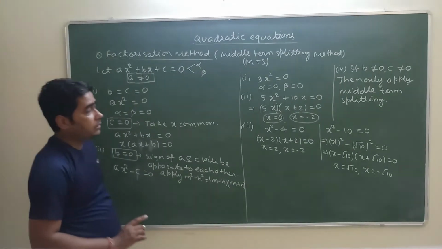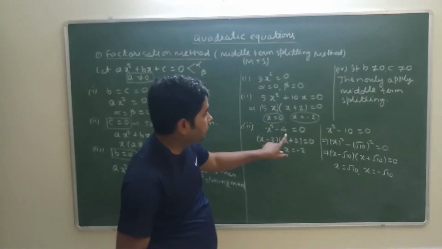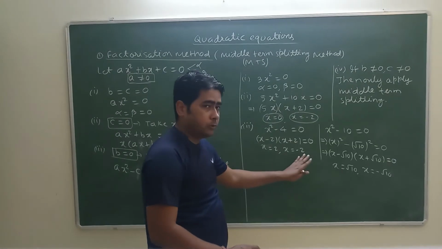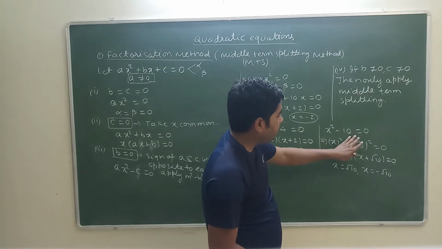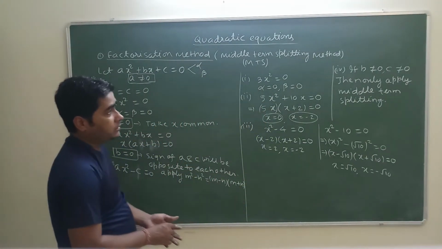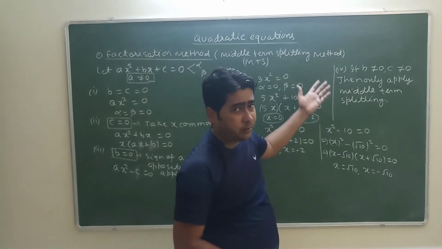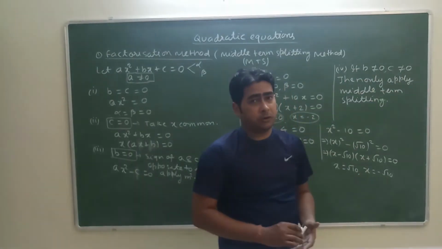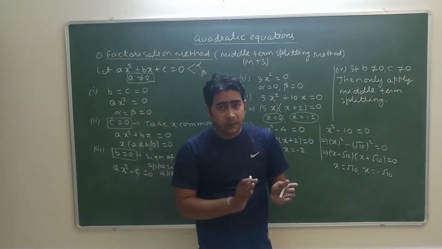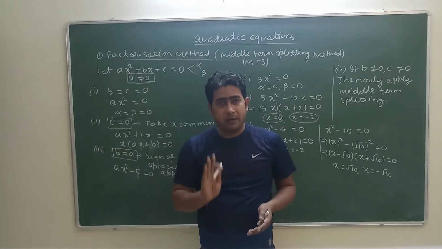Now there will be a question of whether the constant term is a perfect square or not. If it is a perfect square number, you can get integer roots. And if it is not a perfect square number, you will get irrational roots. So this is the situation, and the last situation is the fourth one, when a can't be 0, and b and c are also not 0. Whenever a, b, c are all present in a quadratic equation, then only you will apply middle term splitting.